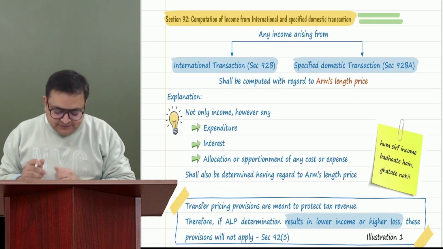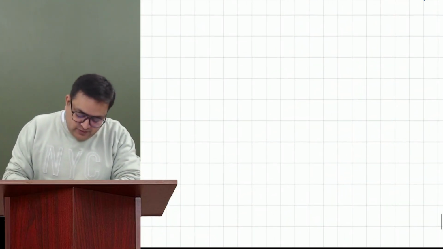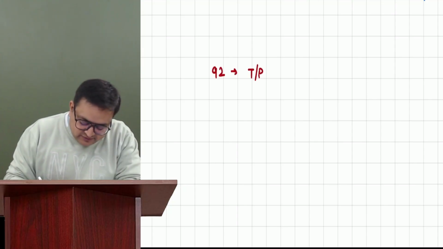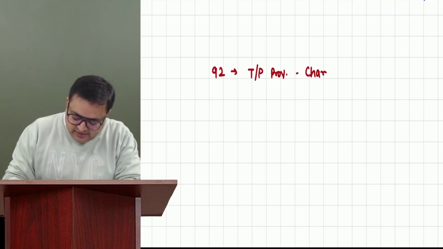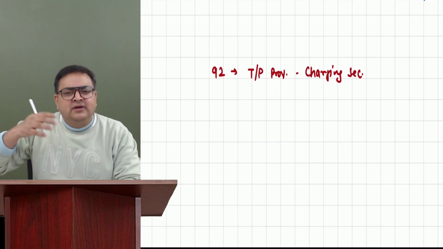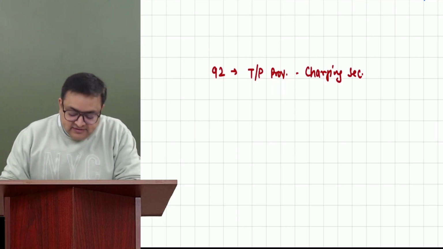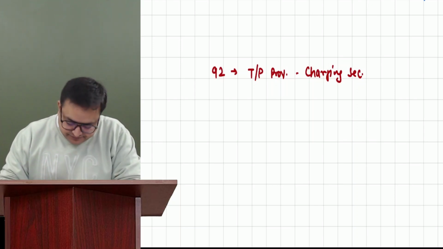Are you okay with this? I was telling you, you can write it somewhere that section 92 is the charging section for transfer pricing, that tells when transfer pricing provisions will be applicable. So that is the charging section. It applies whenever there is an international transaction or specified domestic transaction, which I'll talk about. Now the question is: what is an international transaction?